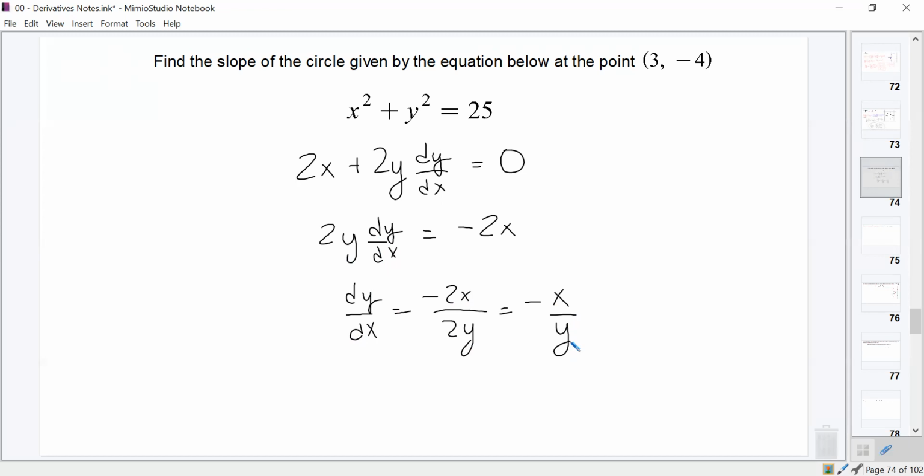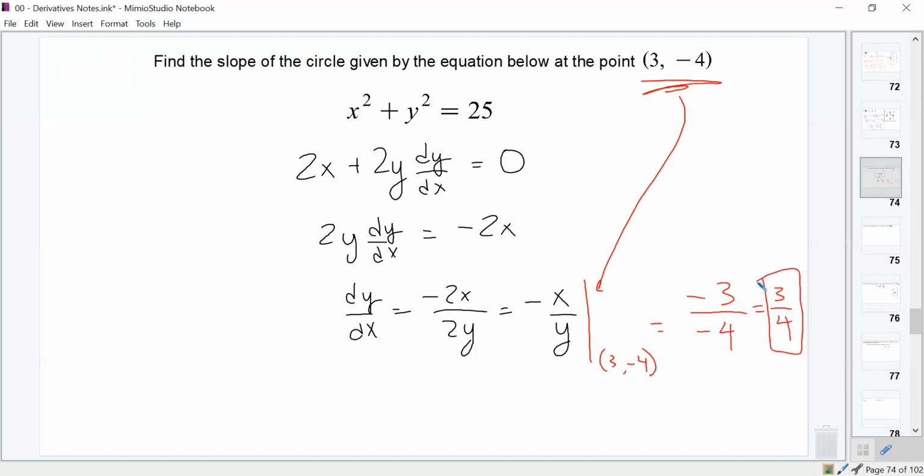And we wanted to evaluate this at the point (3, -4). So we'll just plug that in here. We've got negative 3 over -4, which should just give us a slope of that circle at that point (3, -4) of 3/4.